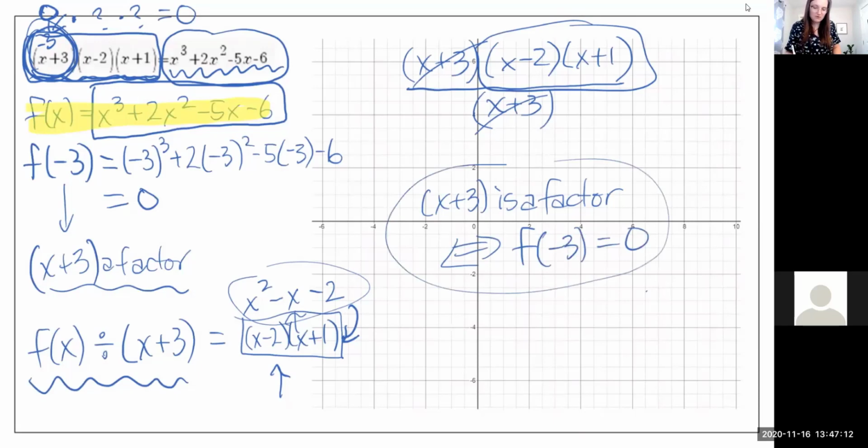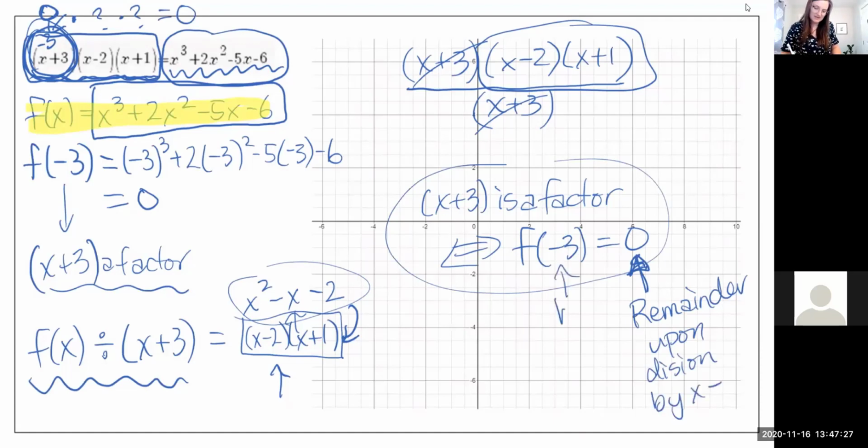And what's more is whatever I get here is always the remainder upon division by the x minus whatever.